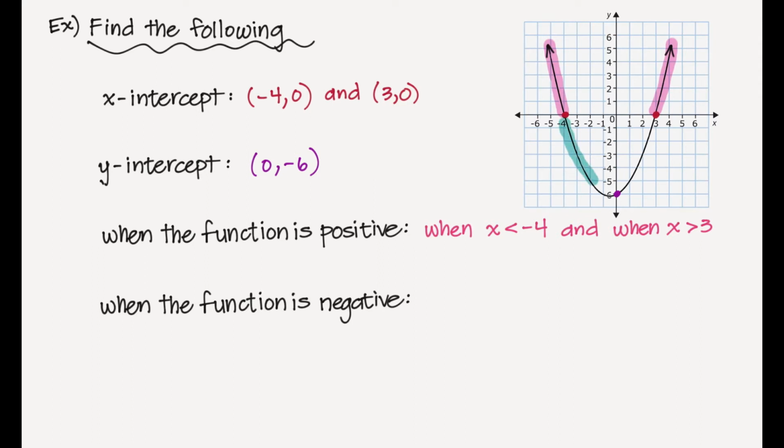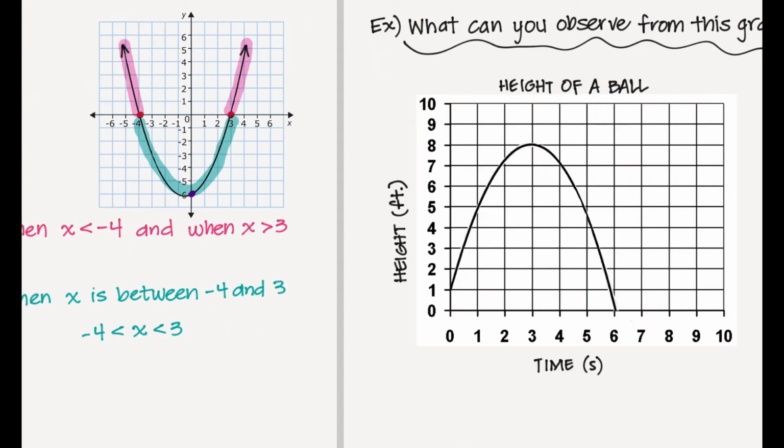Now, this time let's examine when this function is negative, when it's below the x-axis. And it actually is all of the x values in between two different points. So when x is between -4 and +3. Another way that you could write this is a compound inequality, so -4 is less than x, which is less than 3. So you might see that.